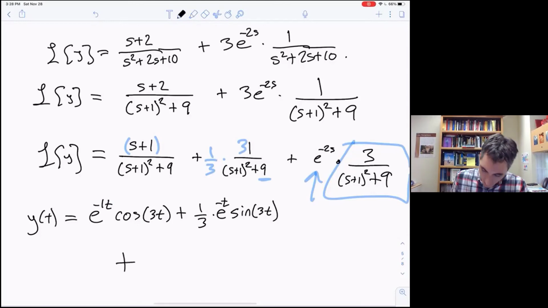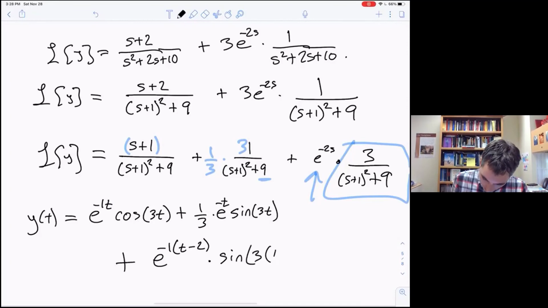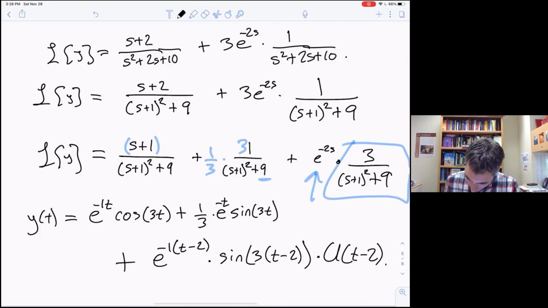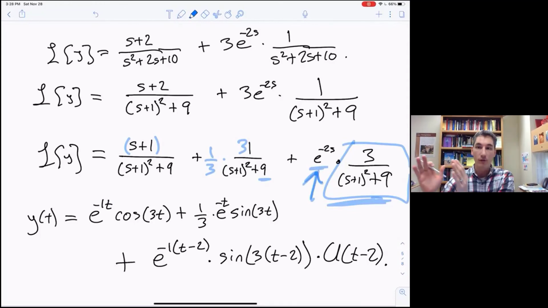Okay, so what that's going to generate then is e to the minus 1 times t minus 2 times sine of 3 times t minus 2. And then we've got to turn that on using the unit step function at t minus 2. Okay. So what happens is, if you just looked at this, you would say that's e to the minus t sine of 3t, right? But what we get because of that e to the minus 2s is that function, but shifted over 2 units and then turned on at t equals 2.